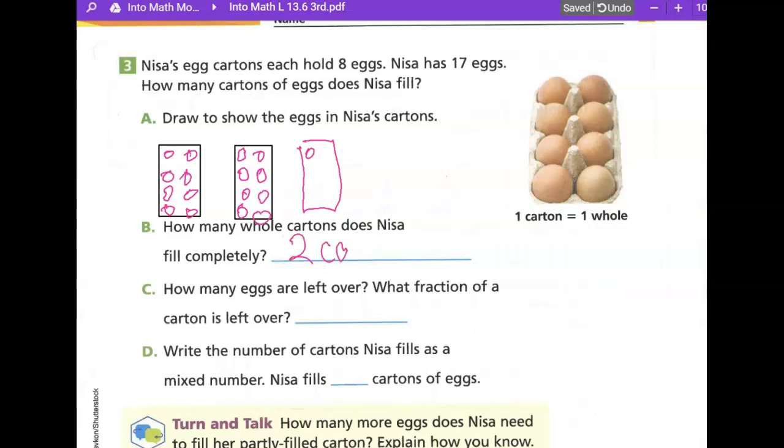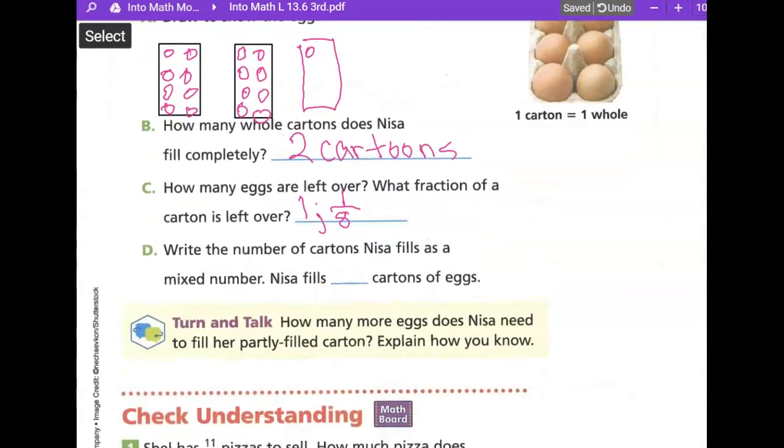So how many whole cartons does Nisa fill? 2 cartons. How many eggs are left over? What fraction of a carton is left over? Well, there is 1 egg left over, and we know that the carton holds 8 eggs, and there is 1 egg in the carton. Write the number of cartons Nisa needs to fill as a mixed number. She needs 2 whole cartons and 1/8 of another carton.